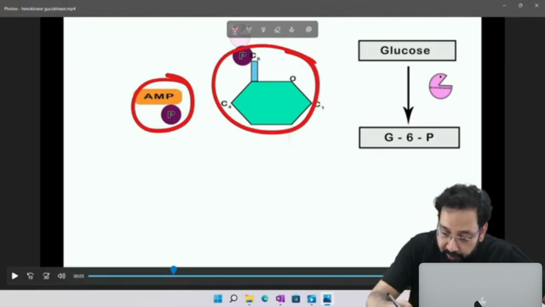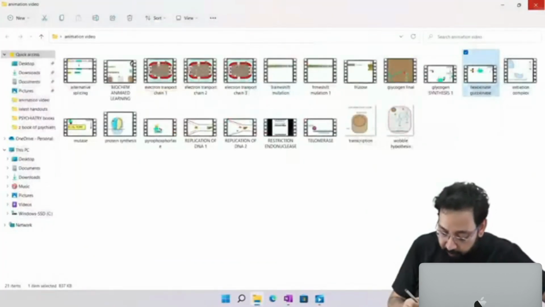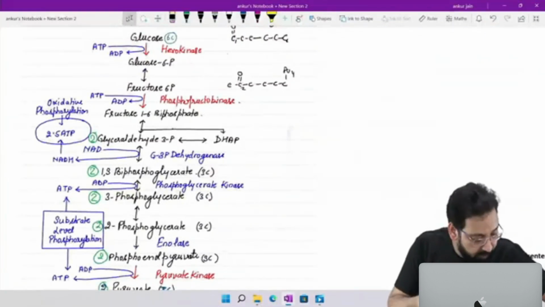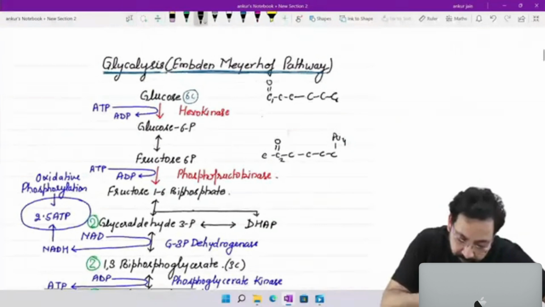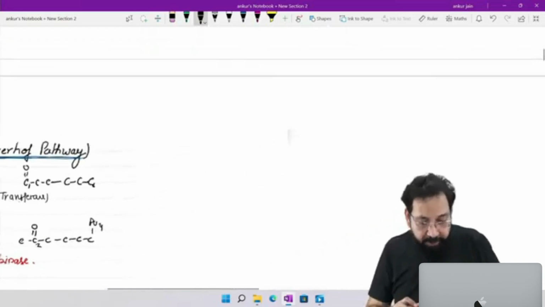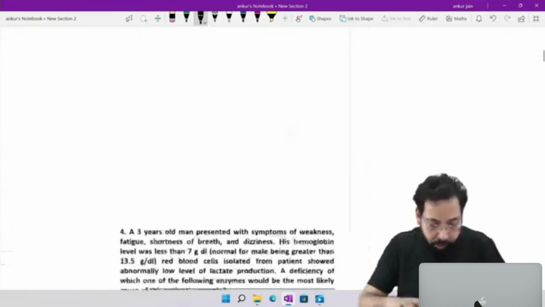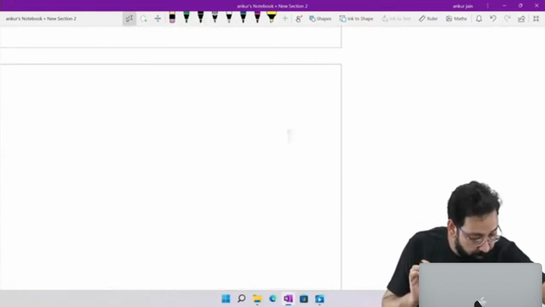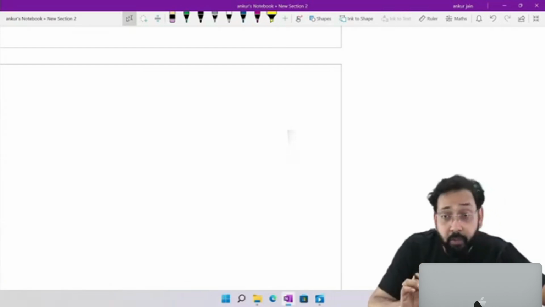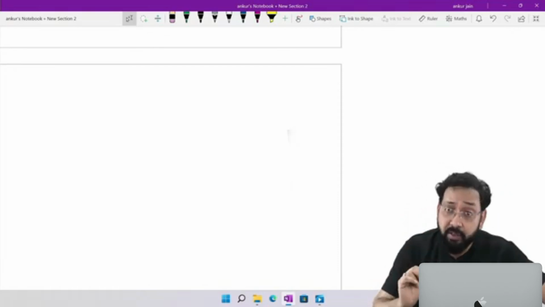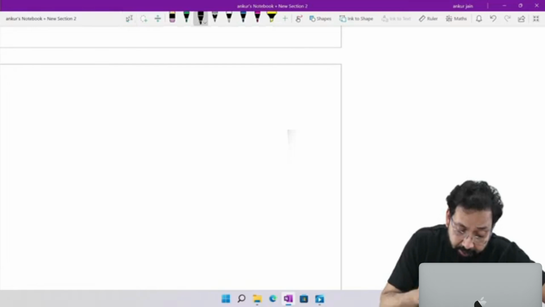So hexokinase transfers a phosphate group, and any enzyme which transfers a phosphate group is classified as transferase. I will discuss so many enzymes. You know that there are thousands of enzymes in our body. These enzymes are classified into 7 classes. Previously it was 6, now there are 7 classes. So I will write in the corner.